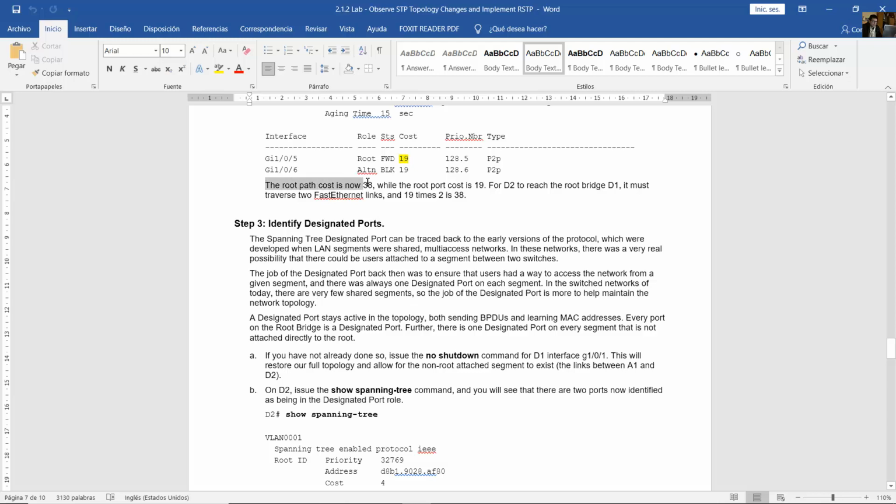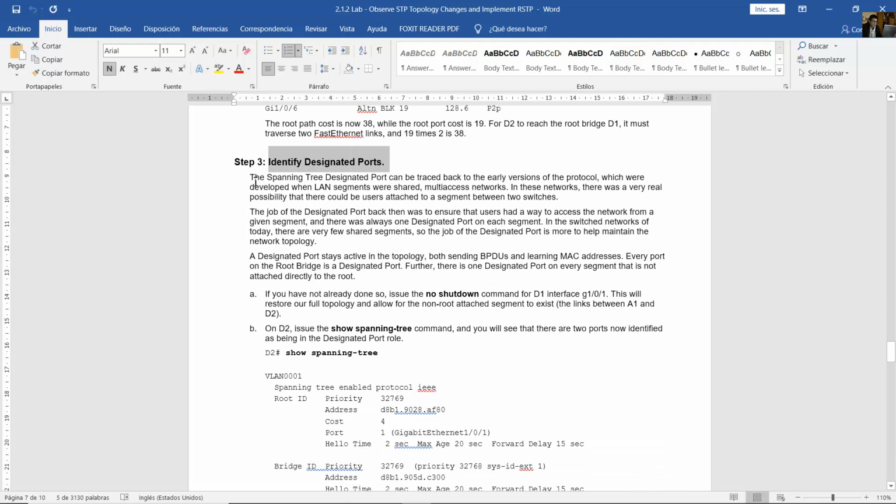The root path cost is now 200, while the root port cost is 100 for D2 to reach the root bridge D1. It must traverse two Ethernet links, and 100 times 2 is 200.